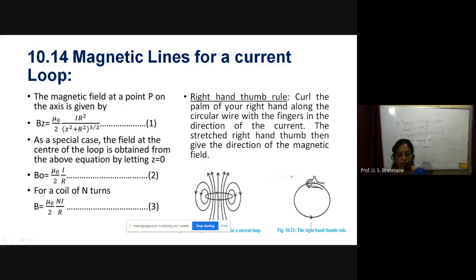So you can see that this diagram is there. You have to hold your right hand in such a way that the thumb gives the direction of the magnetic field. So these are the magnetic lines of force. Actually it is represented here. This is the loop, and this shows the magnetic lines of force.